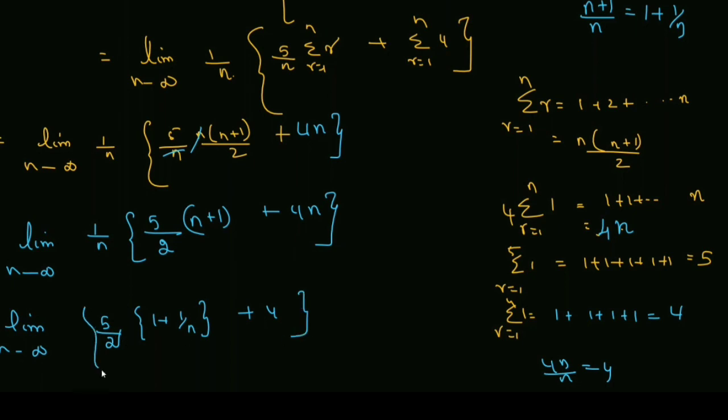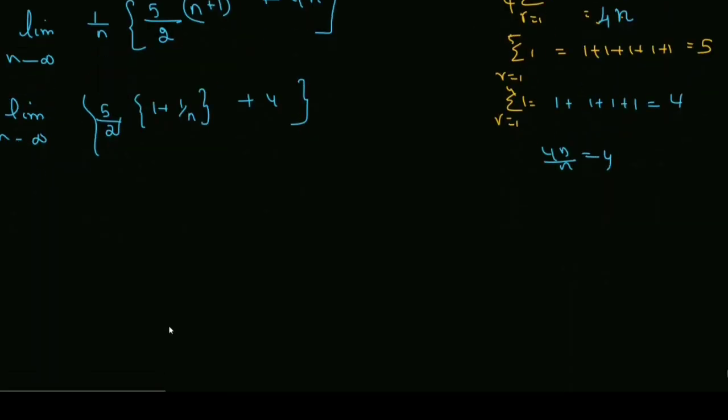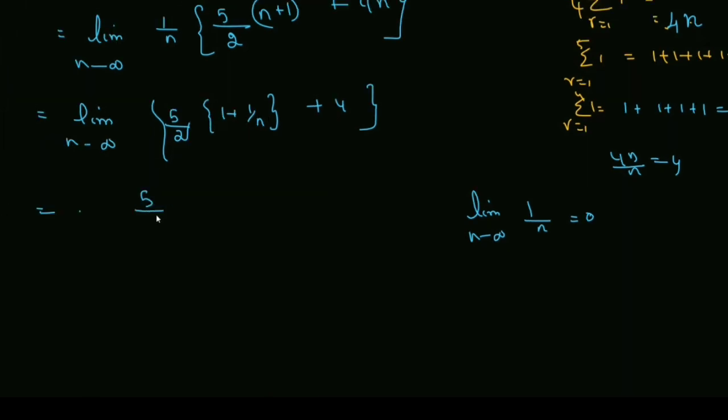Now apply the limit. You know that the limit as n tends to infinity of 1 by n is 0. When you apply, this will become 0. So 5 by 2 into (1 plus 0) plus 4. There is no n here, this n is divided by this. So 5 by 2 plus 4. What is that equal to? 5 plus 8 over 2. So the answer is 13 by 2.